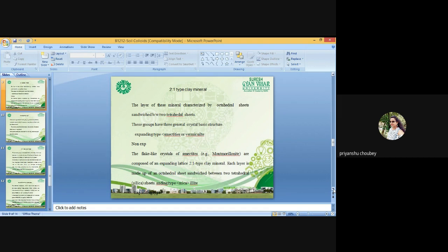These are anions. So in a kaolinite-rich soil, the positive charges are more, resulting in higher adsorption of anions. While in a montmorillonite-rich soil, the negative charges are more, resulting in greater adsorption of cations.